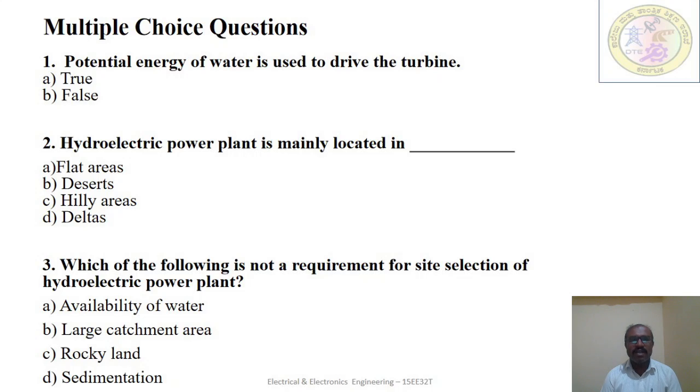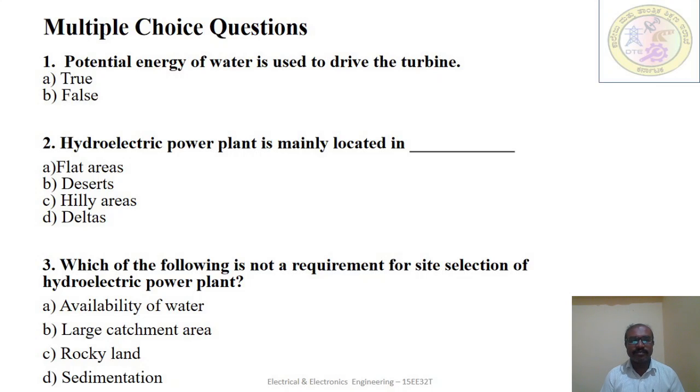Second question. Hydroelectric power plant is mainly located in dash. Options are flat area, desert area, hilly area, deltas. Answer is hilly areas, because in order to get sufficient height, hydro plants are constructed in hilly areas. In desert and flat areas, sufficient water head cannot be maintained, and deltas are not suitable because of high sedimentation.